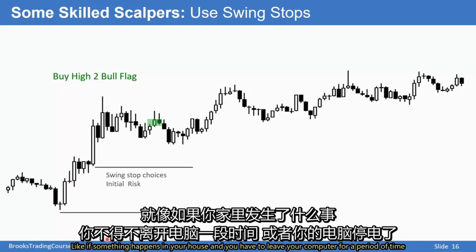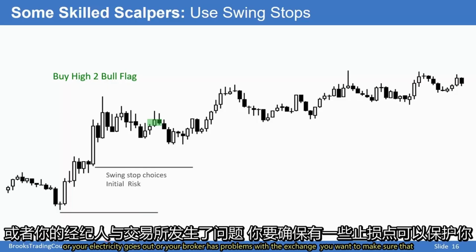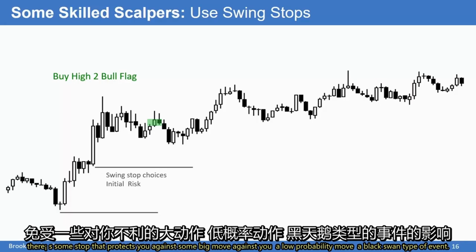Like if something happens in your house and you have to leave your computer for a period of time, or your electricity goes out, or your broker has problems, or problems with the exchange. You want to make sure that there's some stop that protects you against some big move against you, a low probability move, a black swan type of event.